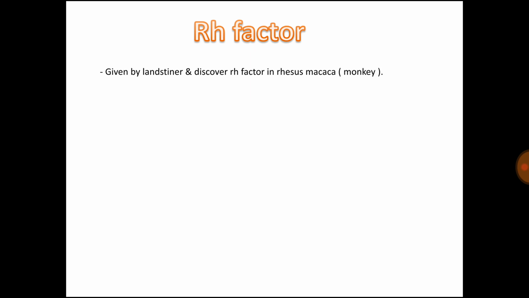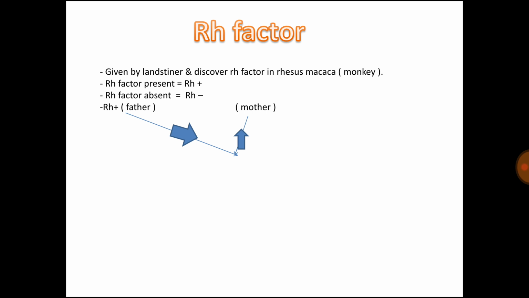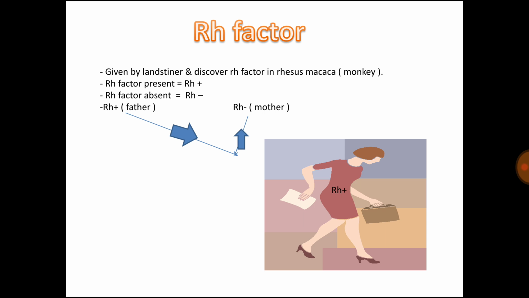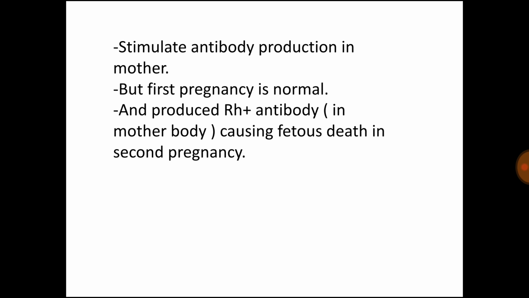And the RH factor was discovered by Landsteiner in the rhesus macaque monkey. If the RH factor is present, it is indicated by RH positive. If it is absent, it is indicated by RH negative. If the father is RH positive and the mother is RH negative, then the factor can move into the mother and stimulate antibody production in the mother. The first pregnancy is normal, and during the first pregnancy, the mother produces RH antibody in her body, causing fetus death in a second pregnancy. This is known as erythroblastosis fetalis.